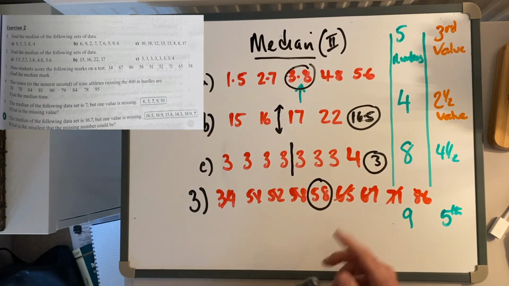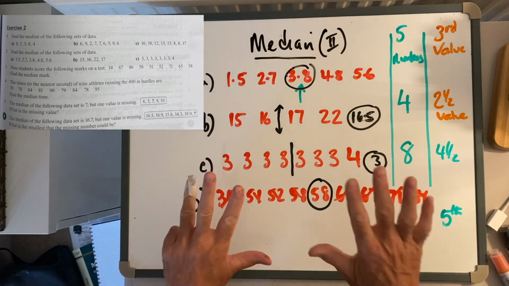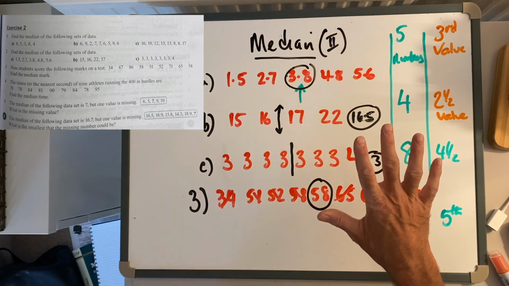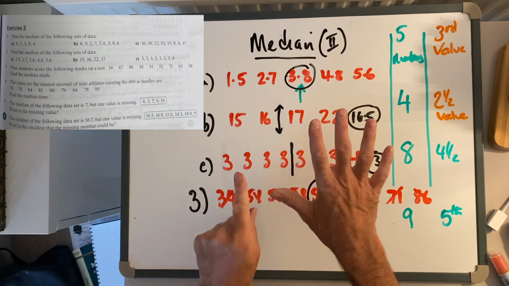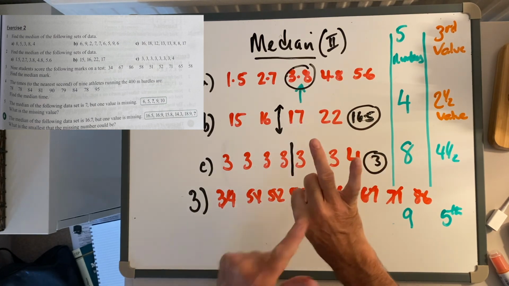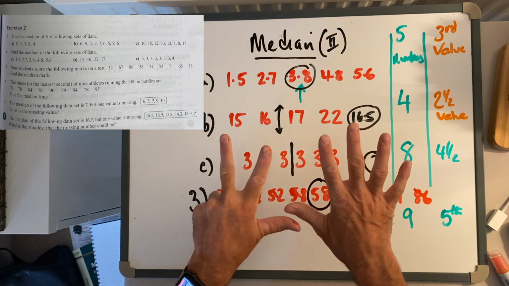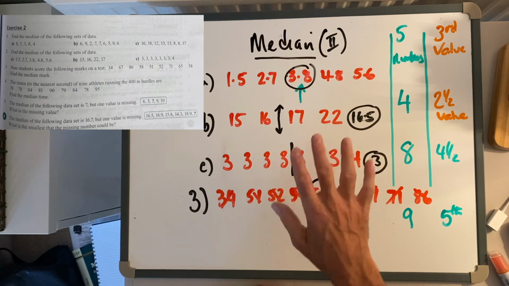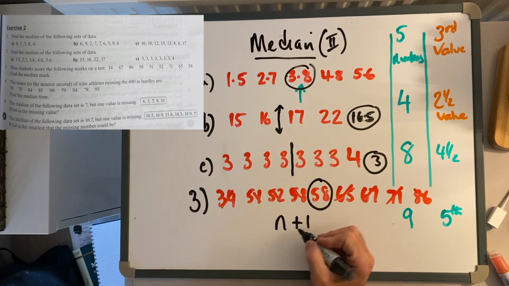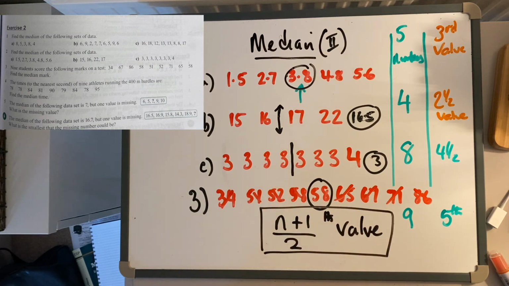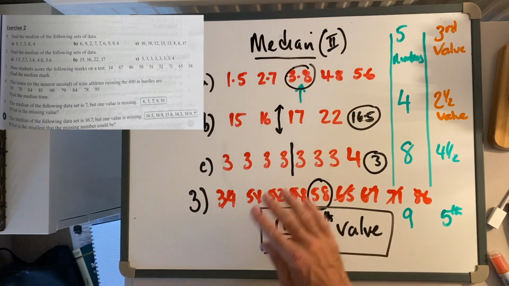Here's the answer. If you have 9 values, you add 1 and halve it. If you had 5, add 1, halve it. If you had 4, add 1, halve it, 2.5. If you had 8, add 1, 9, and then halve it, 4.5. So the rule here is you add 1 to n and then halve it, and that's how you find your value. That's a nice way of doing it, but of course you can do the strikeout method if that suits. It's a neat way of doing it.